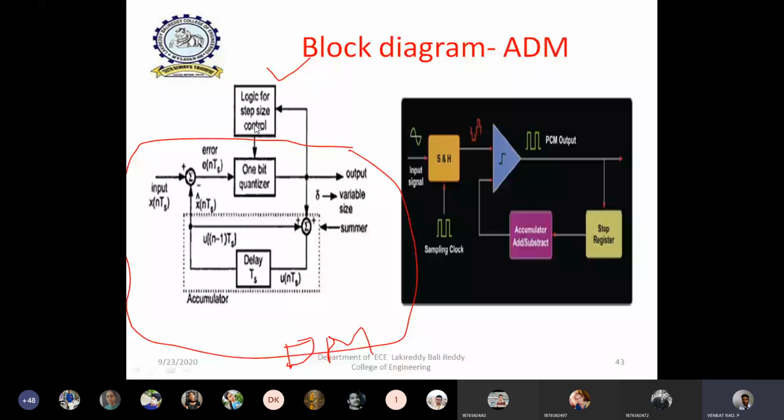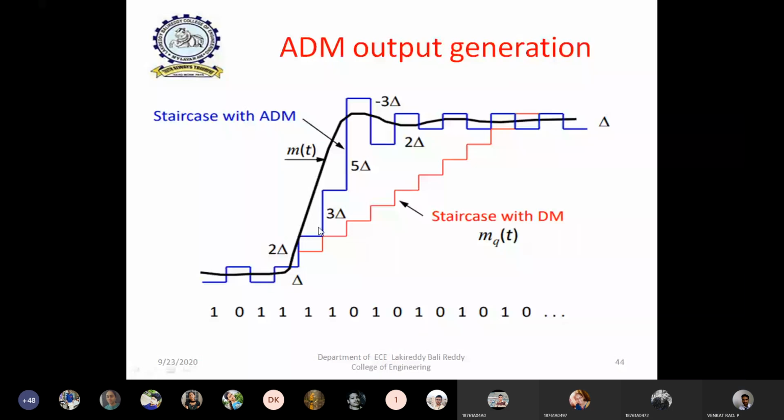It may be increase or decrease. Clear? Now, based on this comparison, we can have the digital bit sequence also. For example, here I am comparing the delta modulation output and adaptive delta modulation output. This is the digital bit sequence for adaptive delta modulation, because the process is same for delta modulation and adaptive delta modulation.